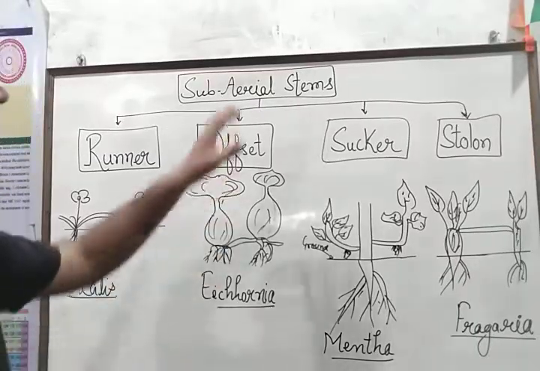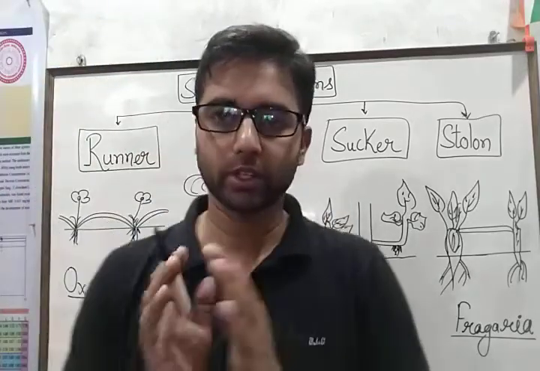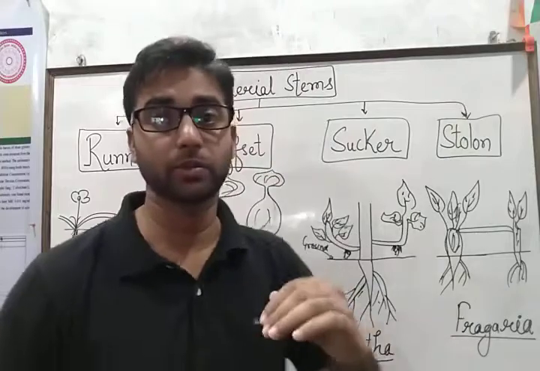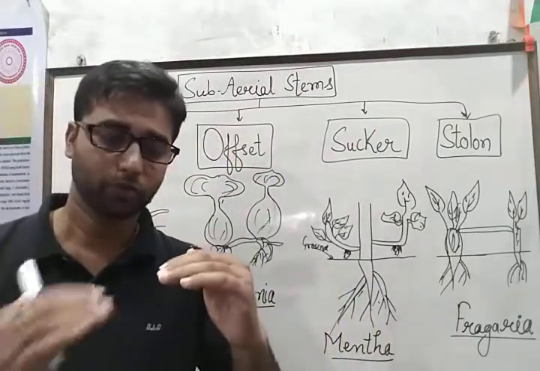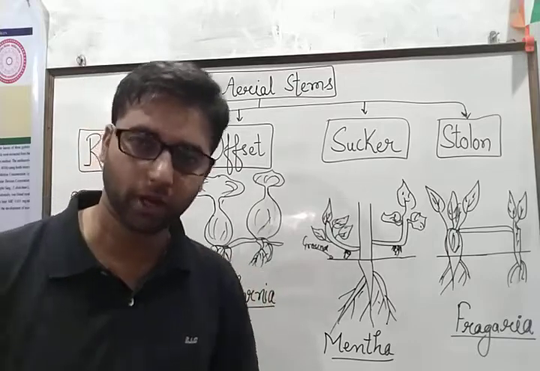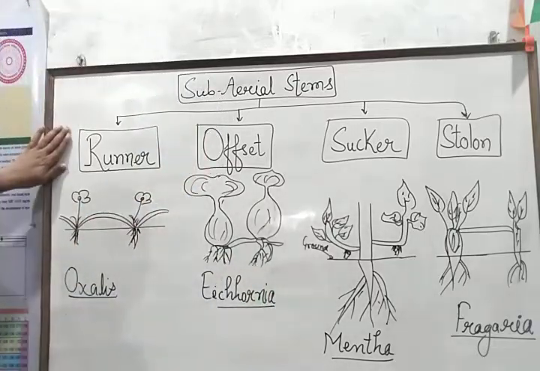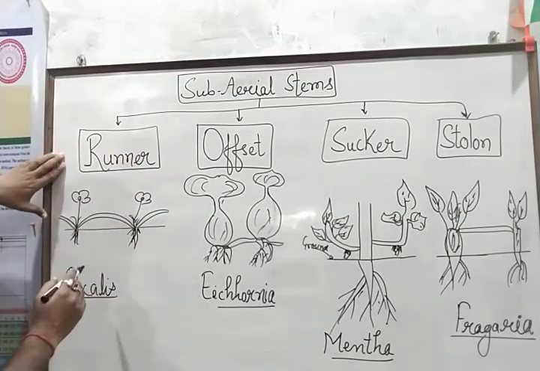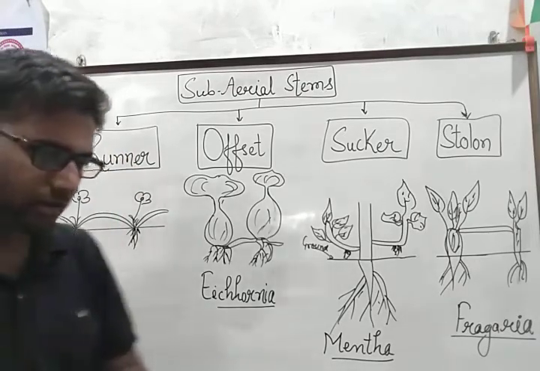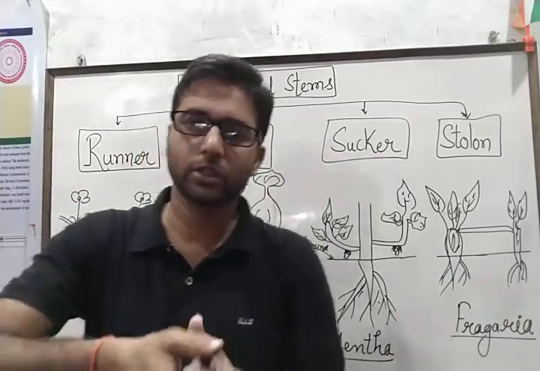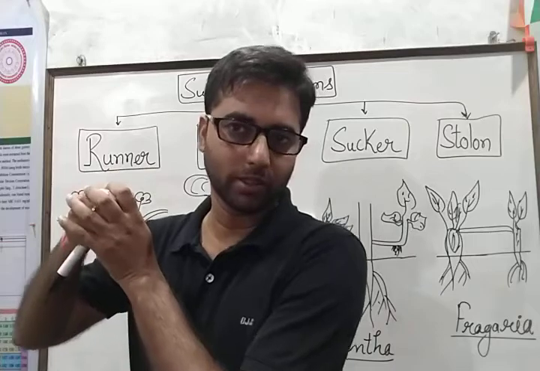Now move to the subaerial stem. Vegetative propagation by subaerial stems. Subaerial stems means those stems which are slightly above the ground but touch the ground at least. So the first structure in the subaerial stem is the runner.